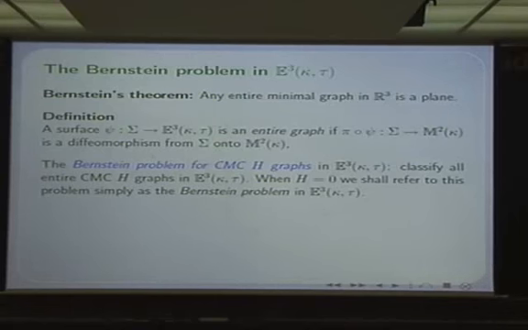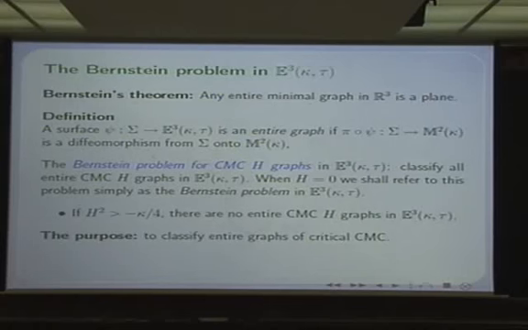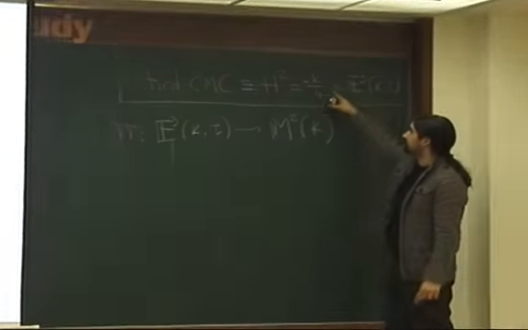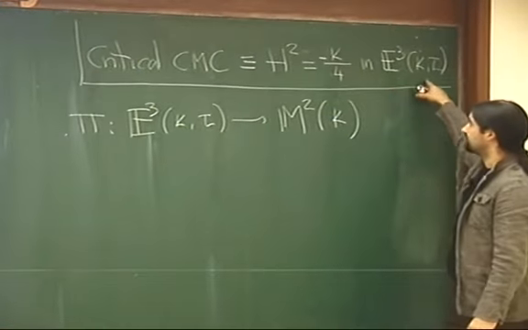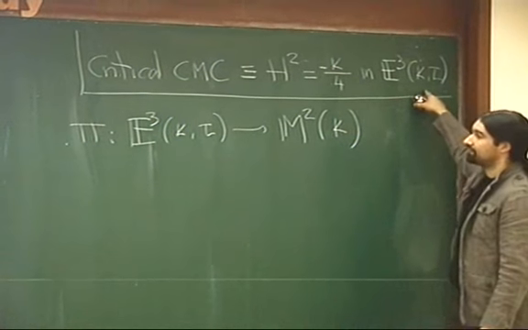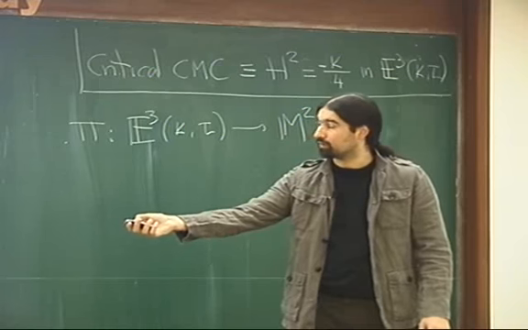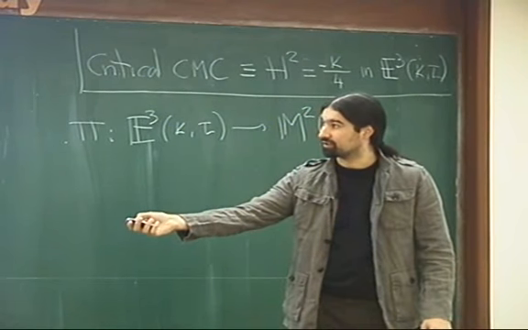So, by this analogy, the purpose will be to classify the entire graphs of critical constant mean curvature. Let us recall that critical constant mean curvature means this: the mean curvature squared is minus kappa divided by 4 in this space. In particular, you have these two examples that I wrote there, like H equal to 1/2 in H2 cross R and minimal surfaces in Heisenberg space.